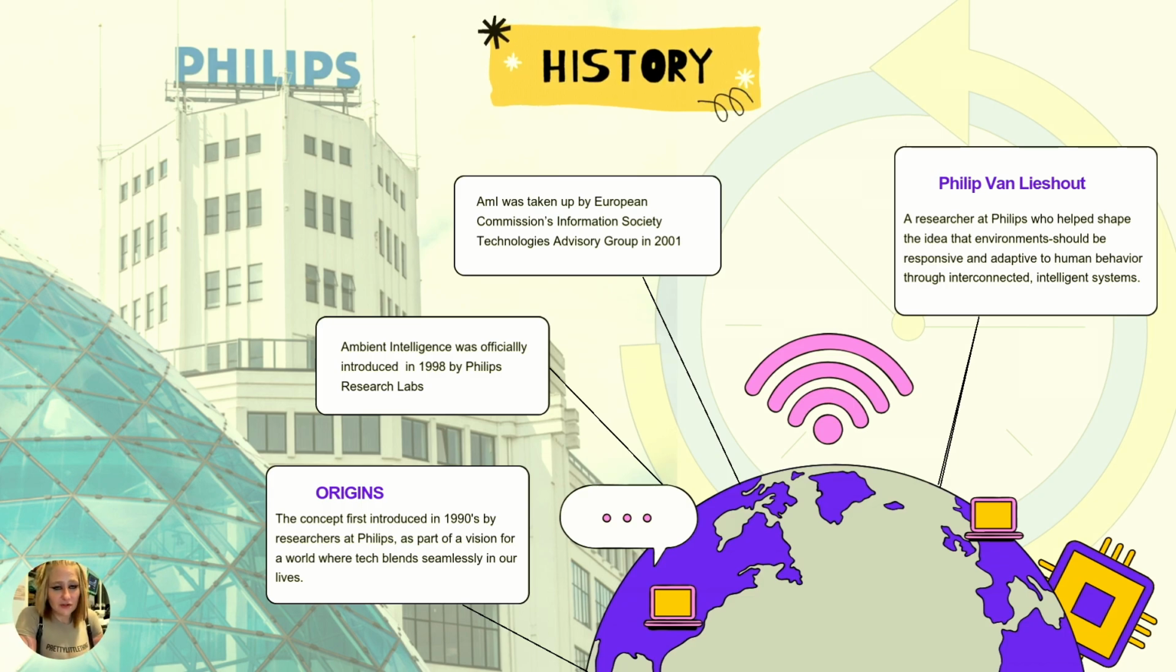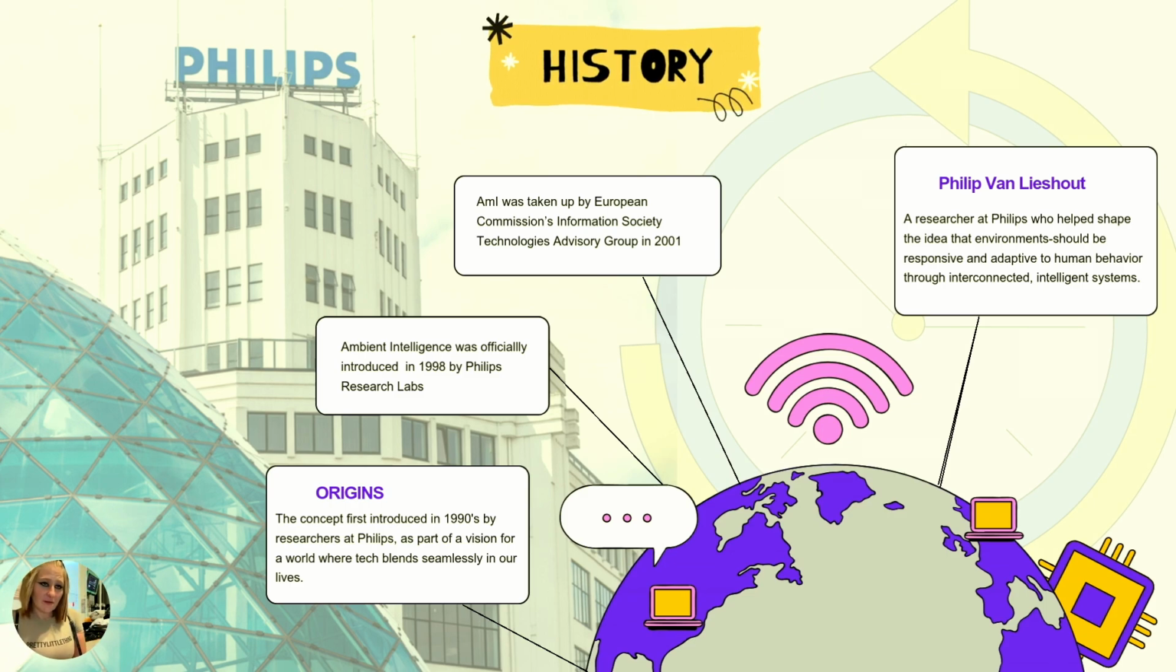And then a huge turning point, which is a very critical point for ambient intelligence to reach the market or even come to fruition, was when AMI was taken up by the European Commission's Information Society Technologies Advisory Group, also known as IST, in 2001. Huge turning point for ambient intelligence to come into fruition.